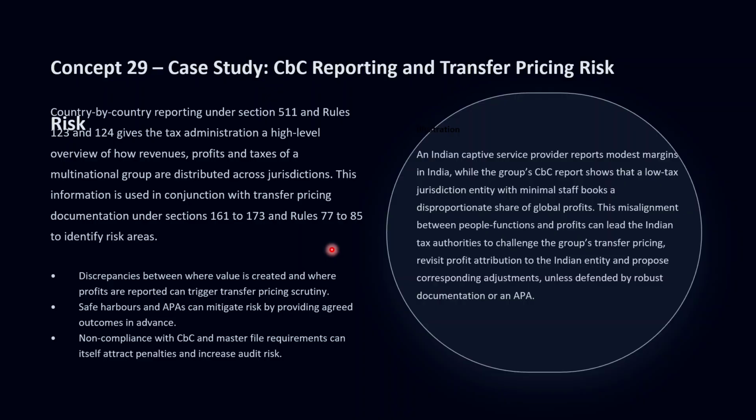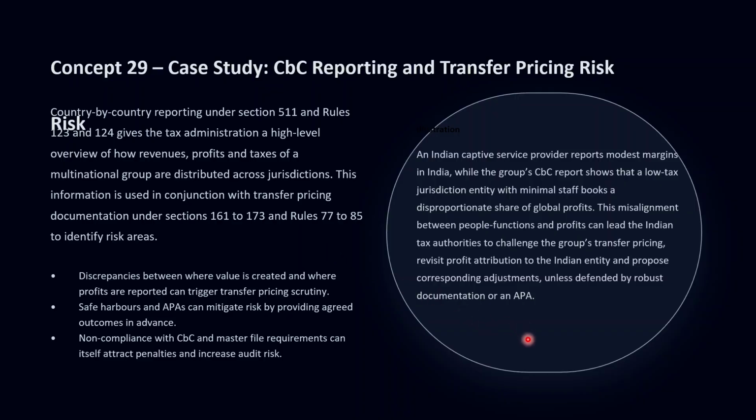documentation requirements. So from the revenues perspective, CBC country by country gives a high level map of what revenues, profits and taxes are reported across jurisdictions. And when the map shows that entities in lower tax countries with minimum people or assets report very high profits, while entities in high tax countries with substantive operations report very thin margins or very small margins, that is actually a red flag.